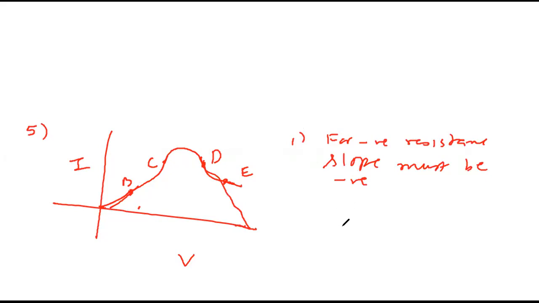No, they are asking where is negative resistance. So wherever we have negative slope, that will be negative resistance. Yes, sir. So where is the negative slope? Draw a tangent and check. Where will it be negative? In region D to E. So can I say in region DE resistance is negative? Okay.